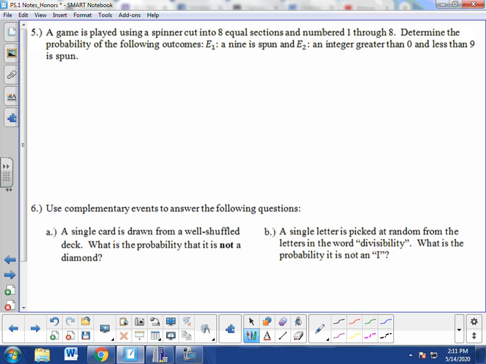Well, if you think about this spinner, and I can draw a diagram here. It's going to be a pretty poor diagram, but you'll get the idea. 1, 2, 3, 4, 5, 6, 7, 8. We're going to spin it, it's going to land somewhere in there. So the probability of event 1 is that a 9 is spun. Well, if I look at that spinner, there's no 9 on there. So this event does not land in the sample space. So there's 0% chance that we're going to spin a 9.